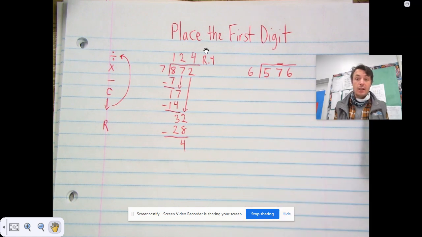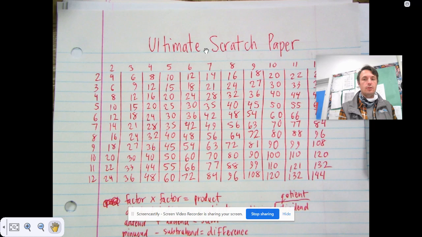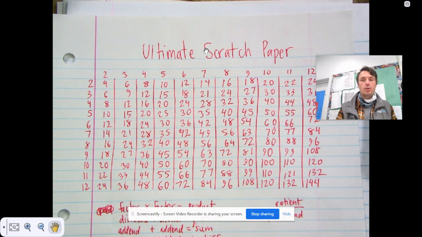Now let's say you don't know what times 6 gets closest to 57 without going over. Here's how you'd use a times table chart. You're going to want a nice times table chart on this lesson, so make sure you make your nice times table chart that looks just like this. Now, how can we use this to find out how many times 6 can fit into 57? Let's say you don't have all your times tables memorized.